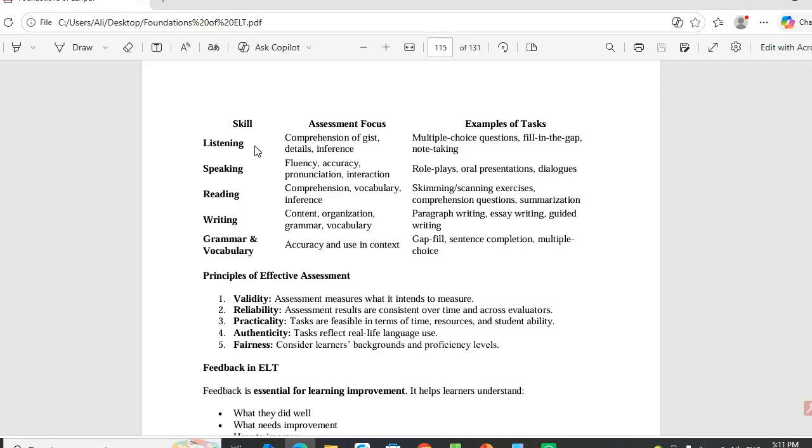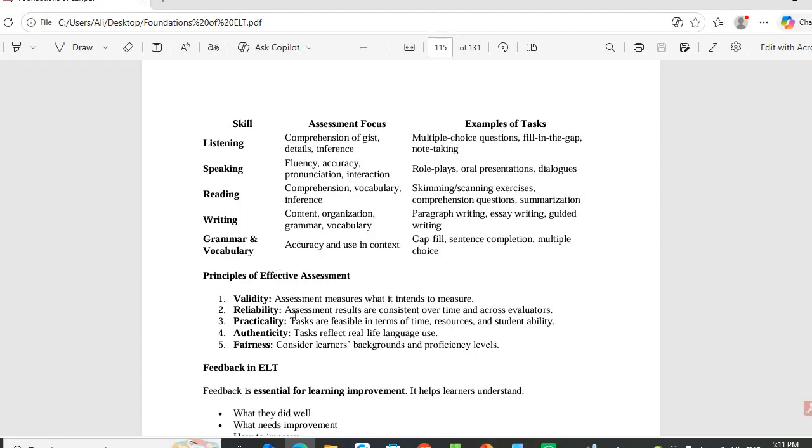In this case, in listening skill, the assessment focuses on comprehension of main ideas, details, and inferences. Speaking: fluency, accuracy, pronunciation, and interaction. Reading: you assess comprehension, vocabulary, and inference. Writing: you assess content, organization, grammar, vocabulary. Grammar and vocabulary: accuracy and use in context.